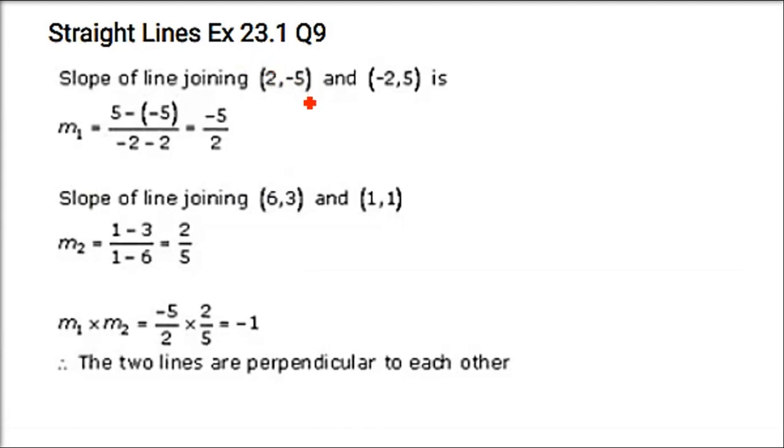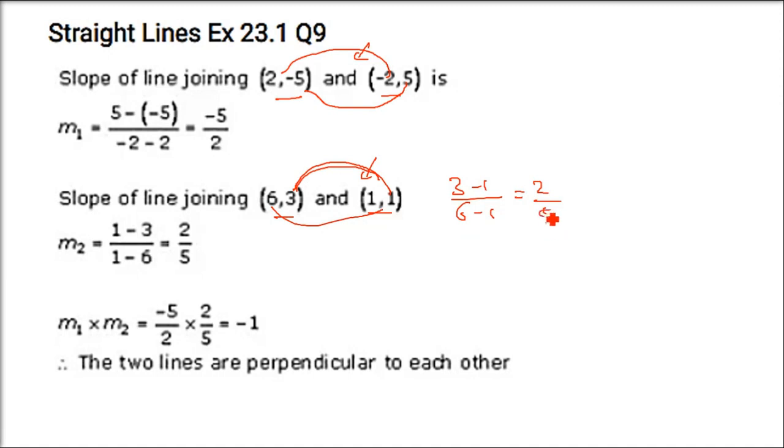Now show that the line joining 2, minus 5 and minus 2, 5 is perpendicular to the line joining 6, 3 and 1, 1. So we are going to take the slope of the first one, the second one, and try to multiply them. If it comes to -1, these two lines are perpendicular. So 5 minus of -5 divided by -2 minus 2 is going to be -5 by 2. This is the slope of the first line, -5 by 2. Then the slope of the line joining these 2 points is 1 minus 3 divided by 1 minus 6. If you see higher and lower, you can always do 3 minus 1 divided by 6 minus 1, which is 2 by 5. So you see m1 and m2. Now try multiplying them. If you multiply them, you are going to get -1. That means these two lines are perpendicular to each other. m1 m2 equals -1 suggests that these two lines are perpendicular to one another.